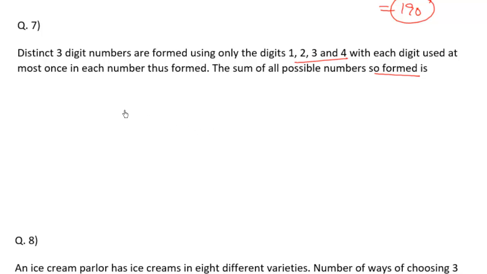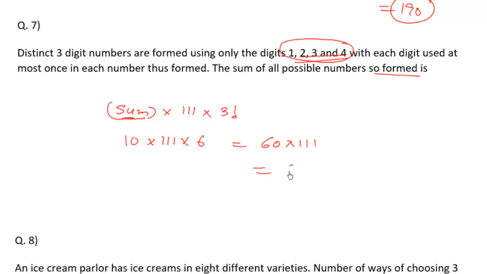The direct formula says that we can take the sum, multiply it with 1, 1, 1 three times, because we have to create a 3-digit number, into (n minus 1) factorial, right? N is what? The number of digits here. So the number of digits is 4, so it will be 3 factorial. This is what we have to calculate. This is the sum of all these 4 digits. So if I add them, this is nothing but 10. Here it is 111 and here it is 6. So it is 60 into 111, which comes out to be 6660. So this becomes our answer.